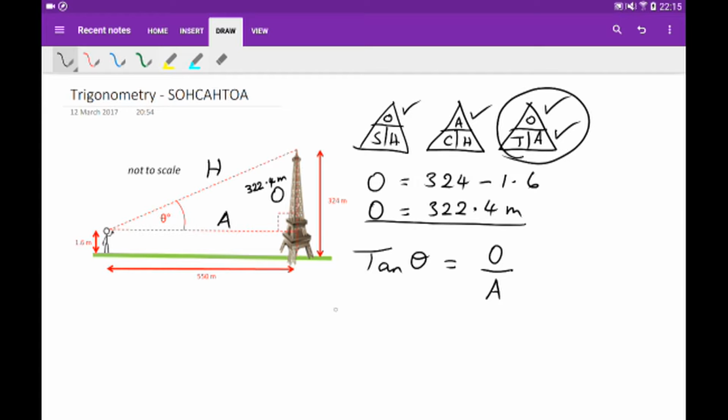I always write the formula first before I substitute any values in, before I plug my numbers in. Okay, now I can plug my numbers in.